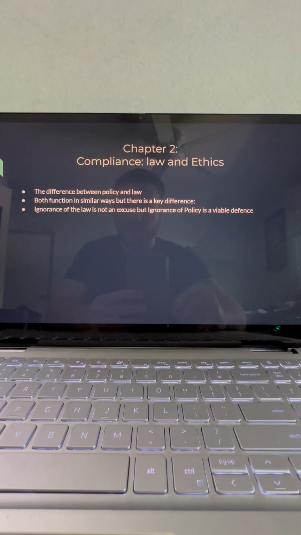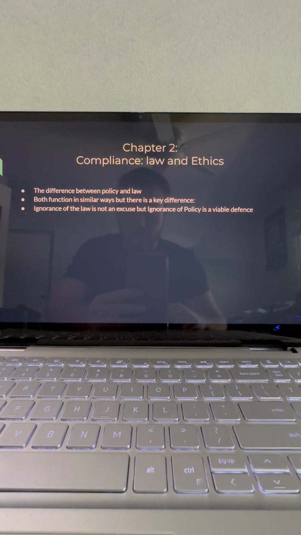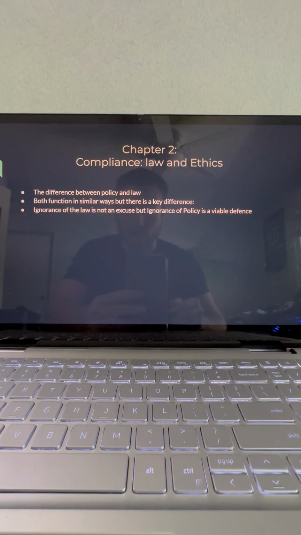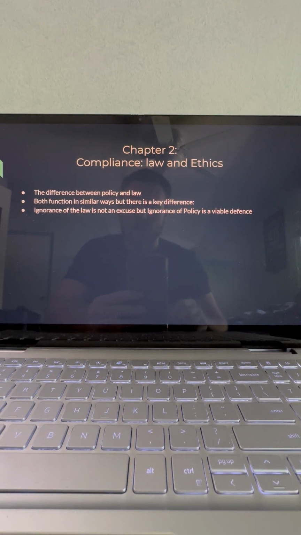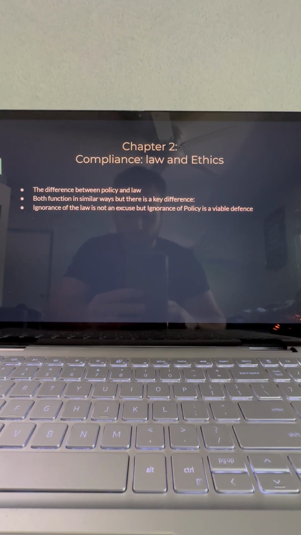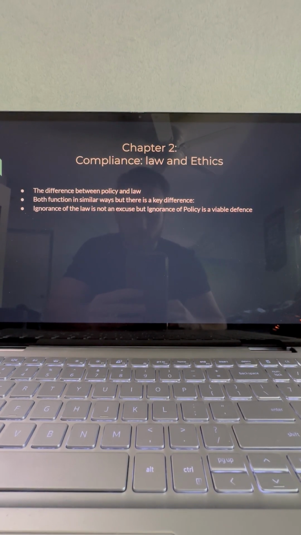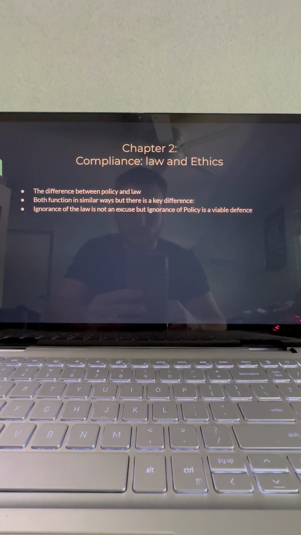Moving on to Chapter 2, we look at compliance, law, and ethics. What I found significant is the difference between policy and law. They both function in similar ways, but the key difference is ignorance of the law is not an excuse, but ignorance of policy is a viable defense. So this is significant because violating policy does not carry the same weight as violating law.